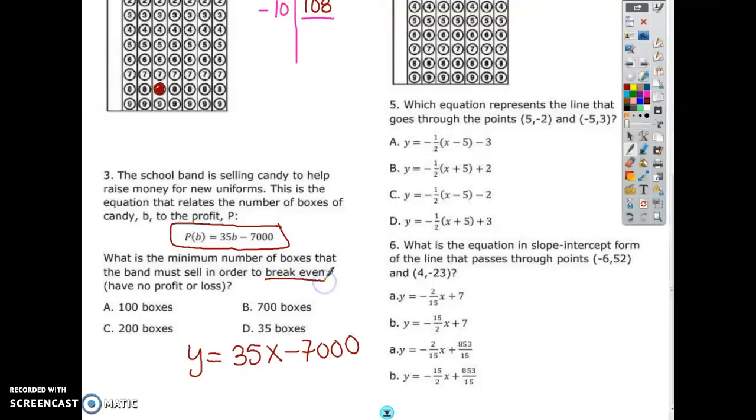What does break even mean? It means when you have no profit, you didn't make any money, and no loss. That means you're not in the negative numbers. So when they say break even, we're talking about when do you get to 0? You haven't made any money, and you're not losing money anymore. So we're going to type in these answer choices. Once they give you answer choices, you can always type those in and see which one of those gives you 0. So I'm going to type my equation.